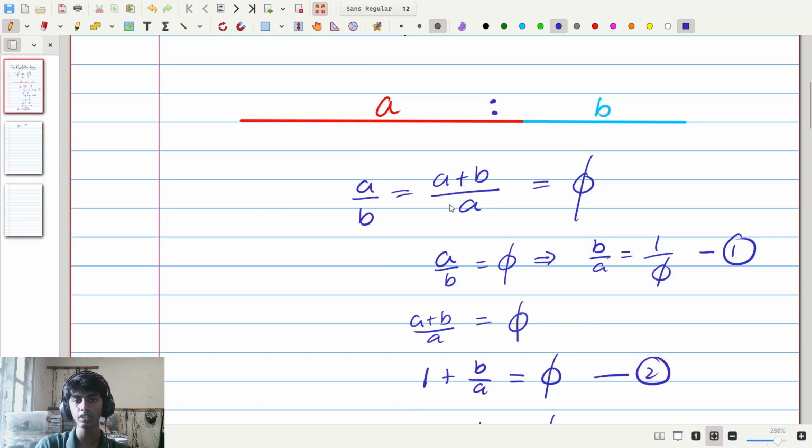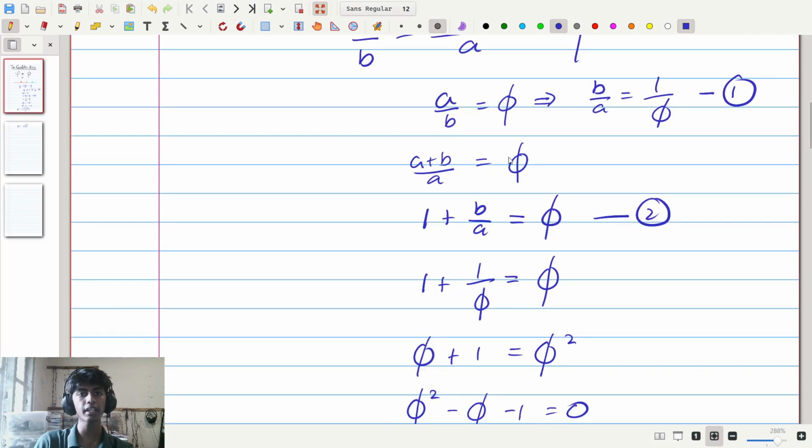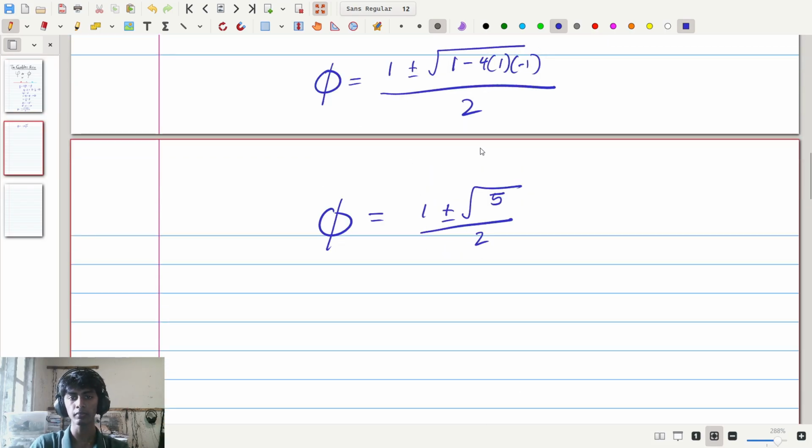Now here, since we were dealing with positive lengths A and B, our final answer needs to be a positive number. Since root 5 is going to be greater than 1, 1 minus root 5 is going to be a negative number. Since the golden ratio cannot be a negative number, the positive solution must be the correct one. So therefore, the golden ratio is equal to (1 plus the square root of 5) divided by 2. This is the exact value of the golden ratio.